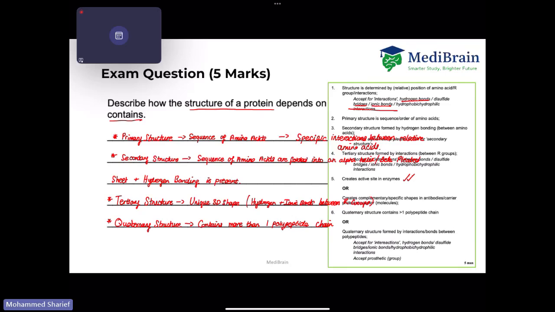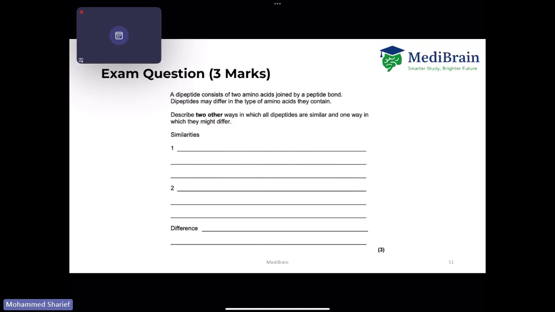Okay, next question. We know that a dipeptide consists of 2 amino acids joined by a peptide bond. Dipeptides may differ in the type of amino acids they contain. Describe 2 other ways in which all dipeptides are similar and one way in which they might differ. Okay, so we know that dipeptides differ in the type of amino acids that they contain.